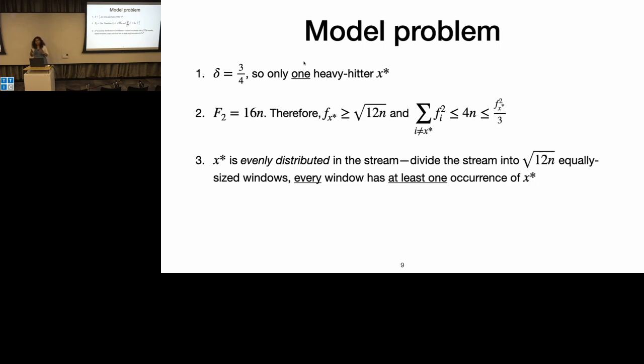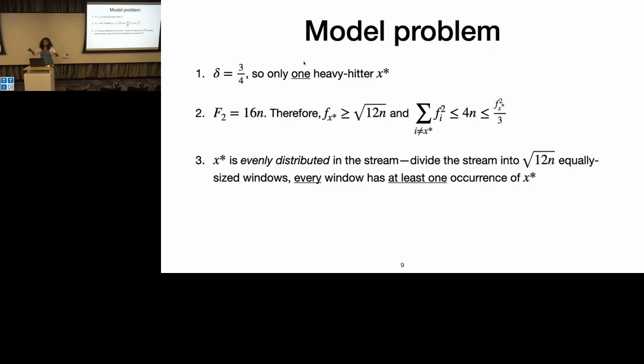So we roughly expect that if you have a random order stream, then the distance between any two consecutive X stars is going to be roughly the same. Here, let's assume that it's exactly the same. So let's say the frequency is at least square root of 12n. Then I divide the stream into equal sized windows of size square root of 12n. Then there is at least one occurrence of X star in every such window.